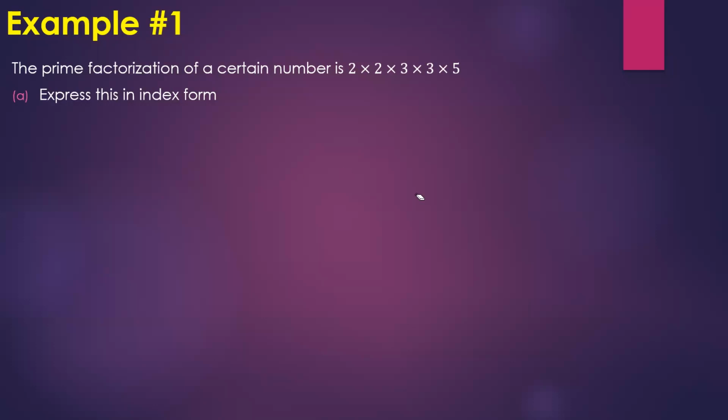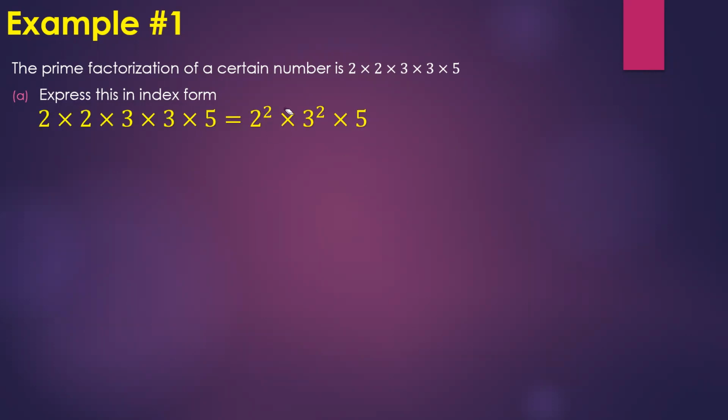So what he said was, we're going to say 2 times 2 times 3 times 3 times 5 is 2 to the power of 2 times 3 to the power of 2 times 5. All right. So that's how we get it.